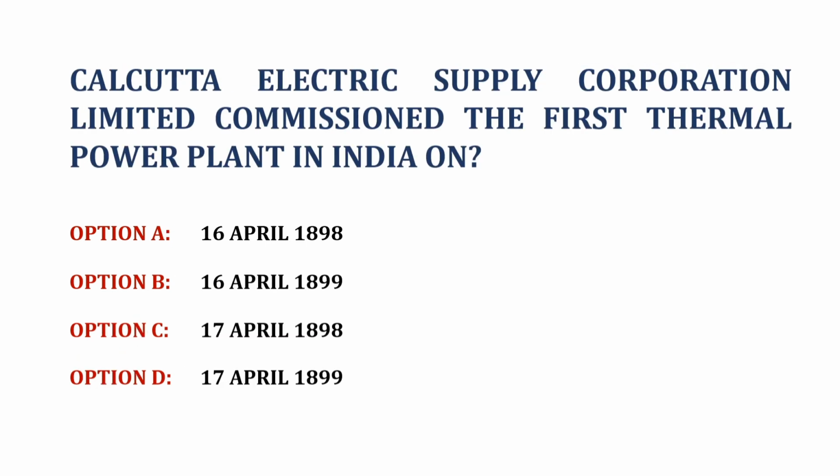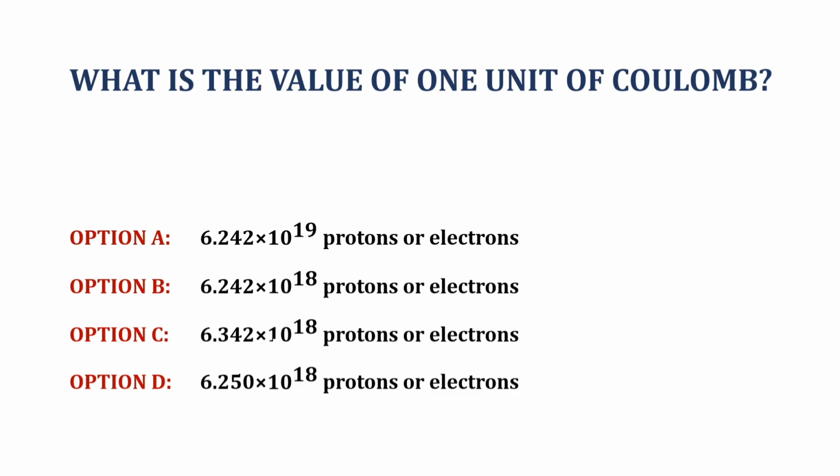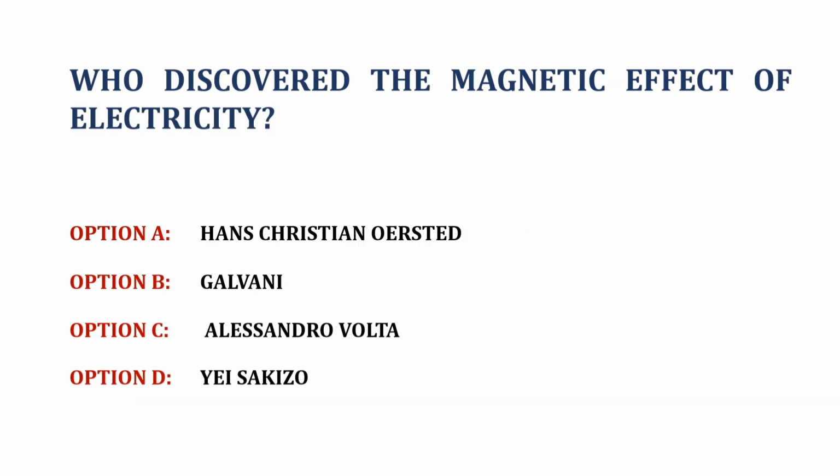Kolkata Electric Supply Corporation Limited commissioned the first thermal power plant in India on option D, 17 April 1899. What is the value of 1 unit of Coulomb? Option B, 6.242 × 10^18 proton or electron.